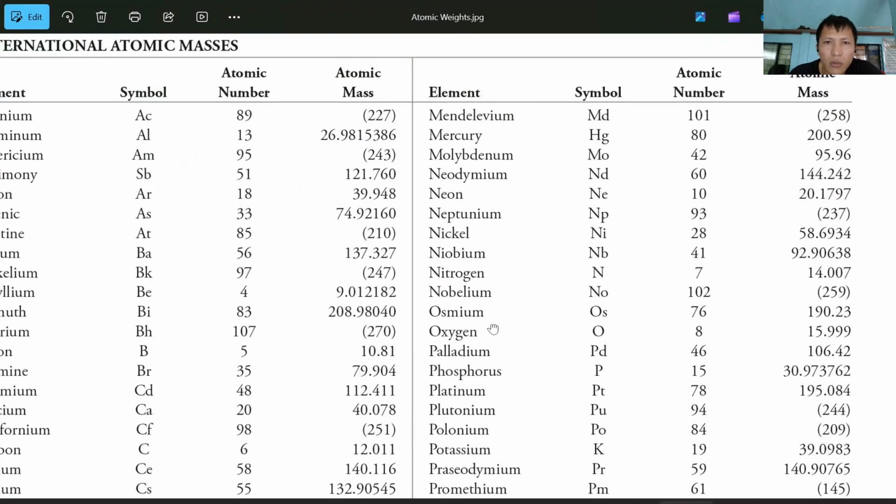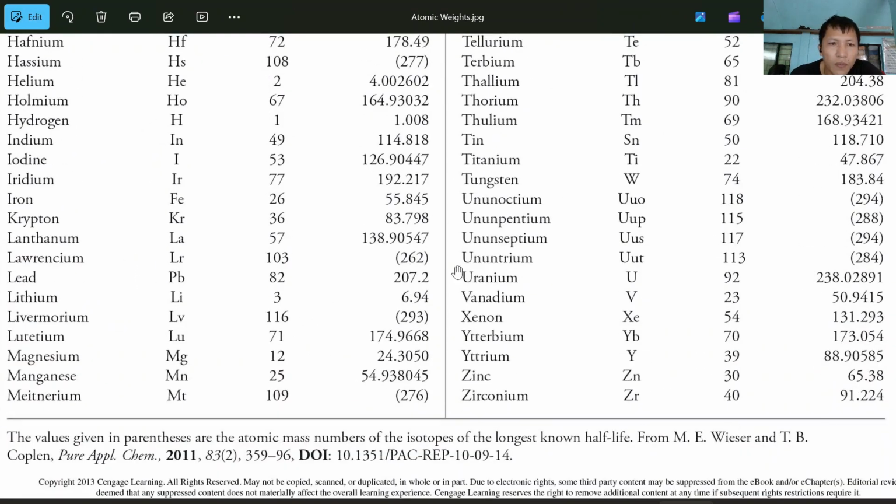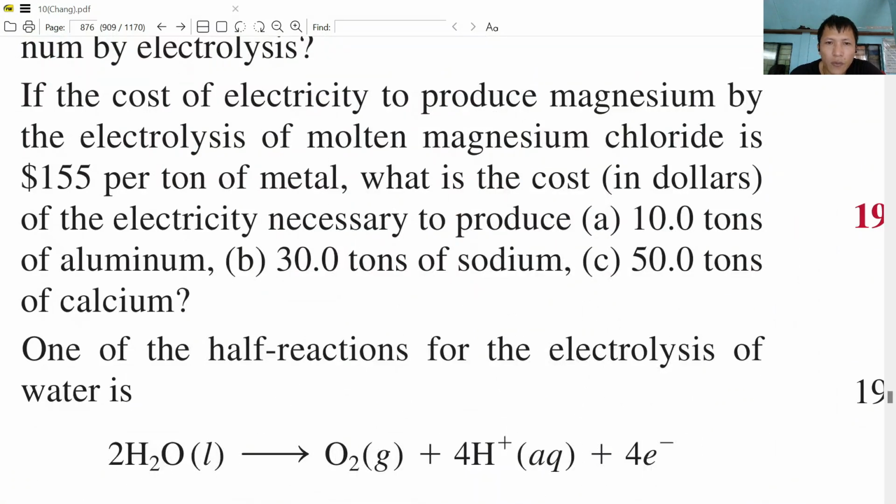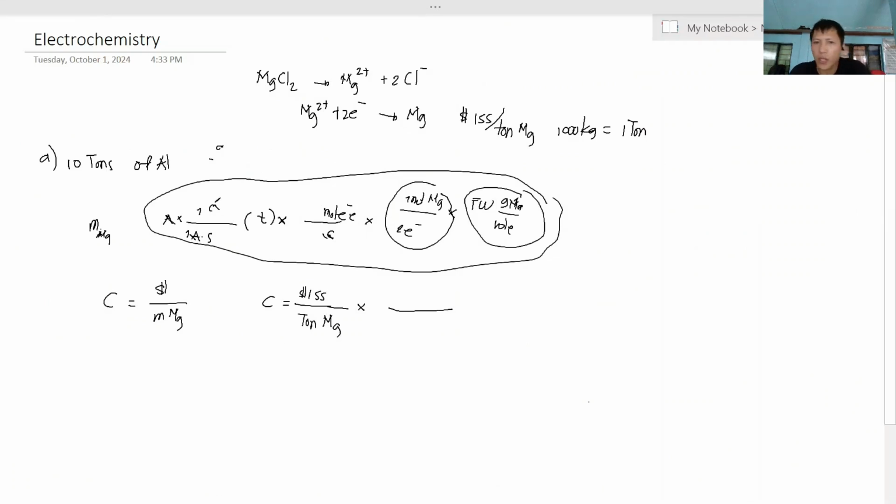So for magnesium, you have 24.3050. We convert first the tons. 1 ton is equal to 1,000 kilograms, times 10 to the 3 grams per 1 kilogram. So that is 1 metric ton. Okay? So we've already converted the ton of magnesium to the grams of magnesium metal.